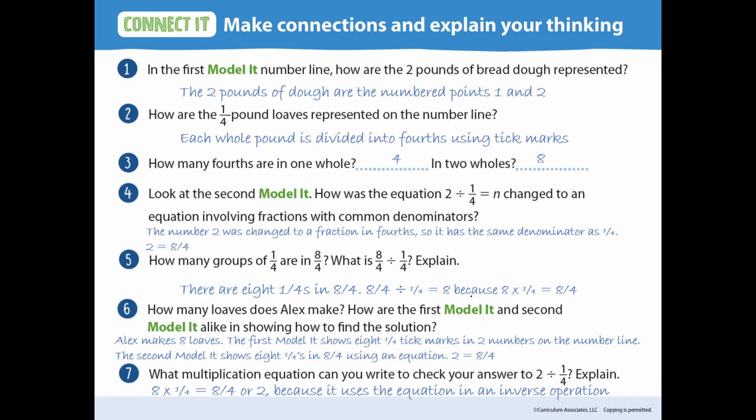Number 6, how many loaves does Alex make? How are the first modelet and second modelet alike in showing how to find the solution? Alex makes 8 loaves. The first modelet shows 8 1/4 tick marks in 2 numbers on the number line. The second modelet shows 8 1/4 that are in 8/4 using an equation, 2 is equal to 8/4.